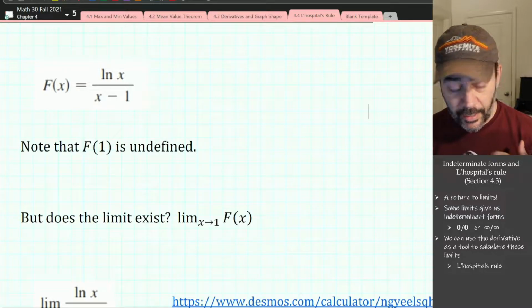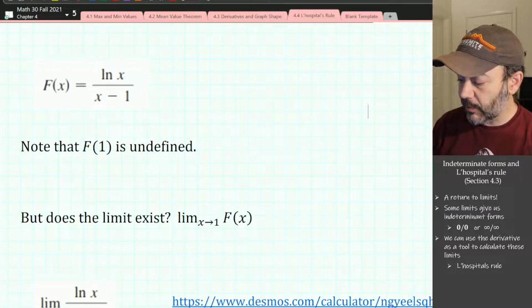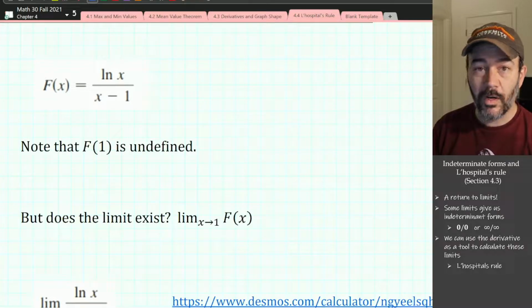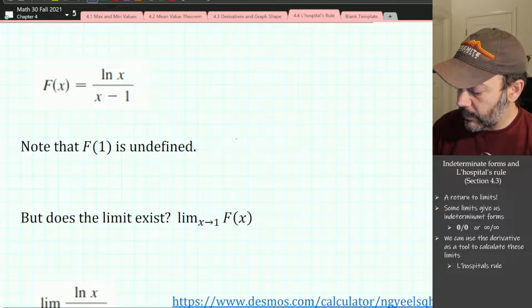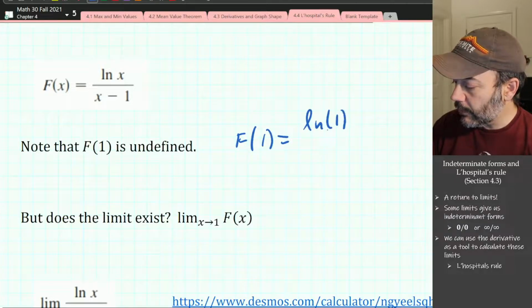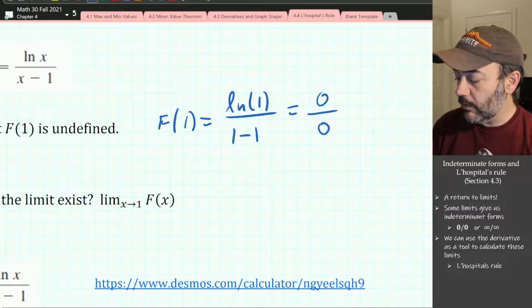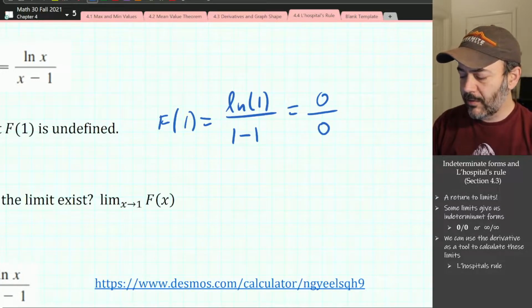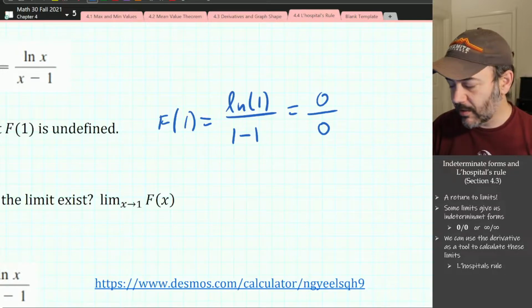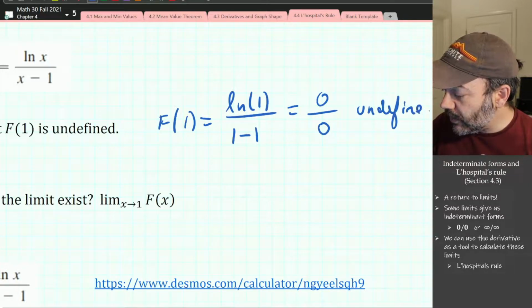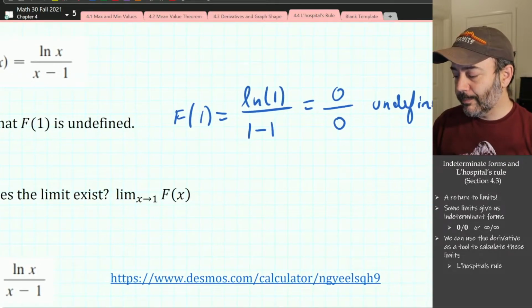This is f of x equals ln x over x minus 1. Let's first note that f of 1 is undefined. If you plug in 1, you don't get a number out. So f of 1 is ln of 1 over 1 minus 1. Well, what's that? Well, that would be 0 over 0. And you can't divide by 0, and what does 0 over 0 even mean? So this is undefined.